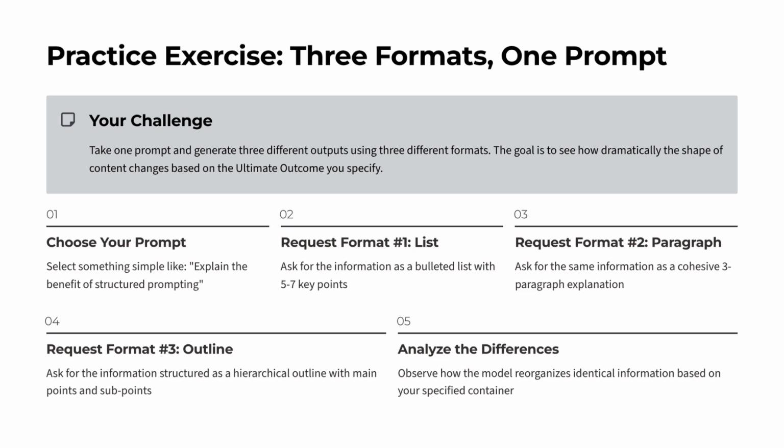First, as a list. Second, as a paragraph. Third, as an outline. When you generate these 3 versions, pay attention to how the model reorganizes the same information depending on the container you choose.